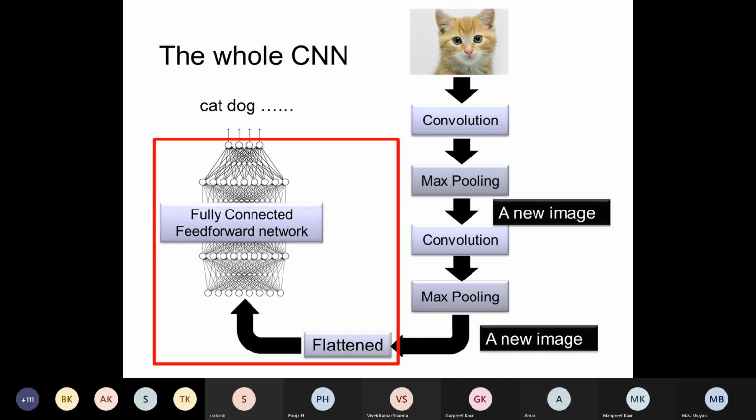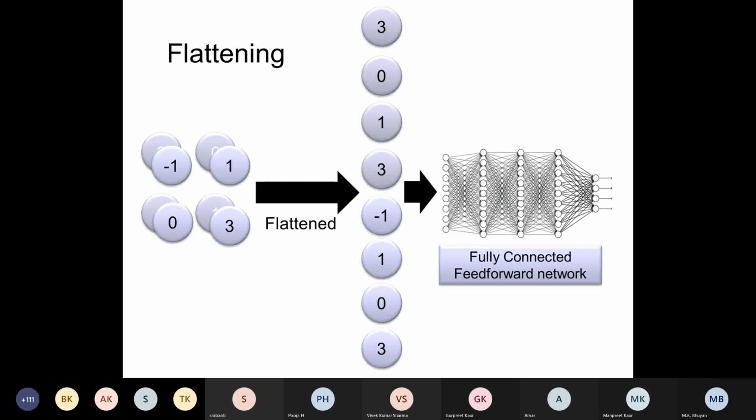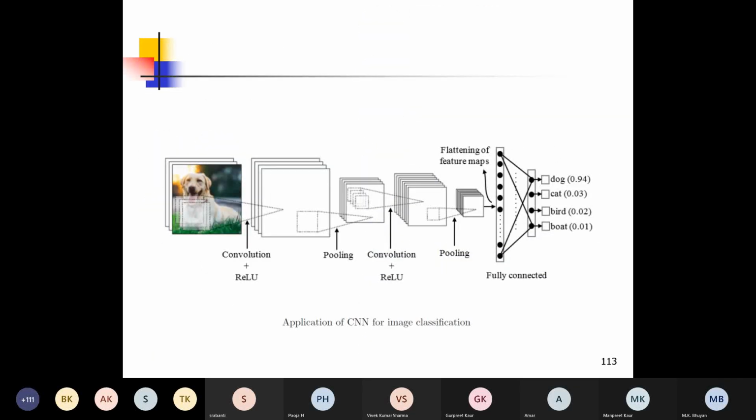From the input image, you can see I am applying the convolution, and after this, again I am applying the pooling. Again, I can apply the convolution. Again, I can apply the pooling, and finally, I am doing the flattening, and finally, the fully connected layer I am considering.